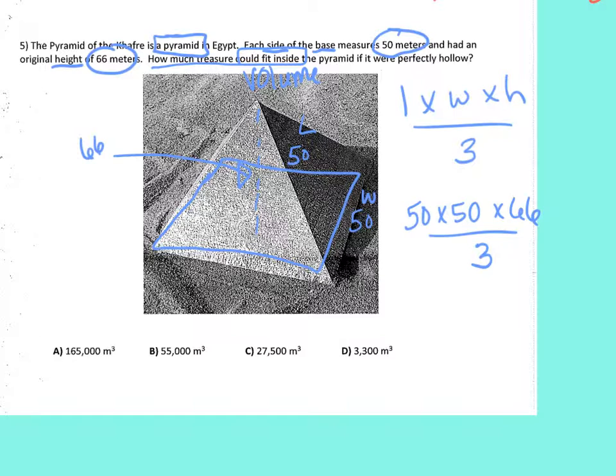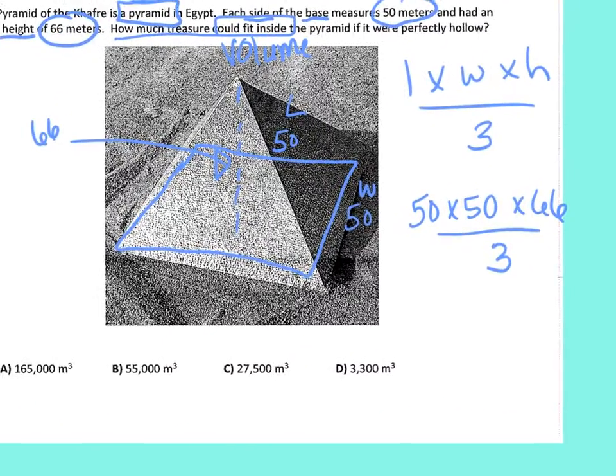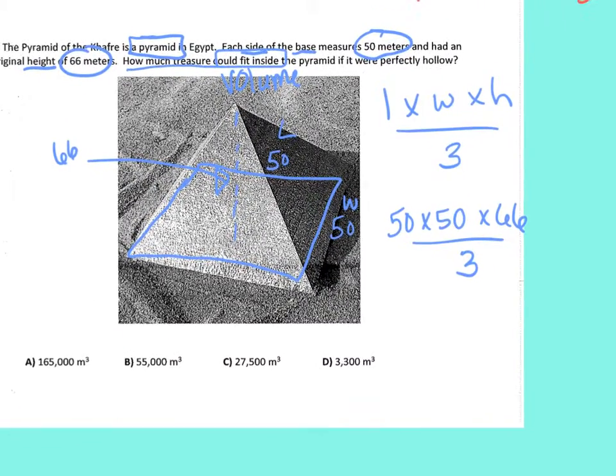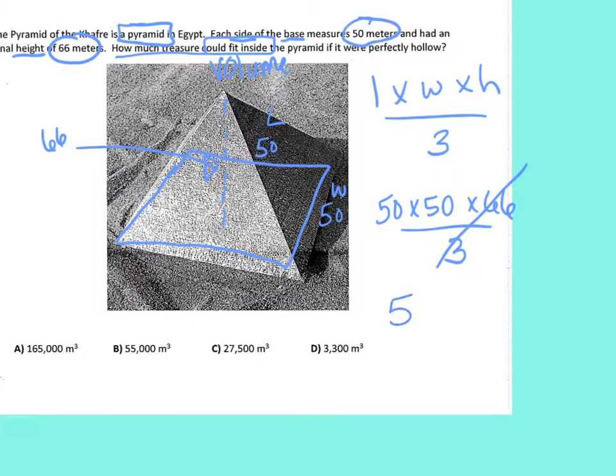This is one where, I know if you're uncomfortable dividing first, it's kind of hard, but these are going to be big numbers. So I would say, let's divide that 66 by 3, okay? So that's 50 times 50 times 22, a little bit smaller.